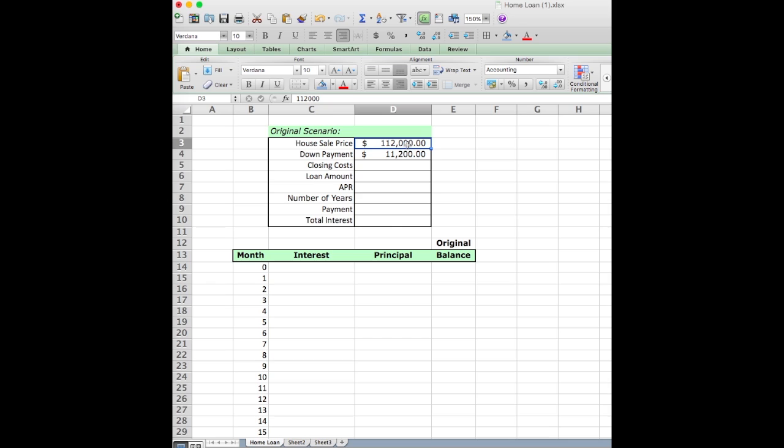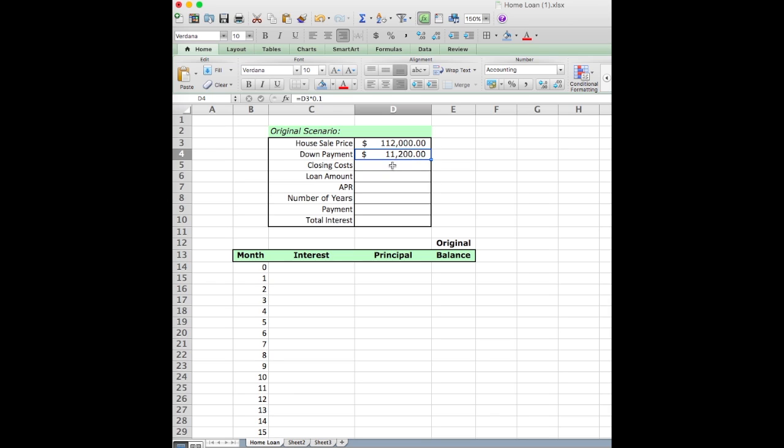Now the nice thing is, now that I have that as a formula, if I was to change this to say 100,000, it's going to automatically change that cell as well. So that's the nice thing about Excel, is that we can have it be dynamic and we can change numbers and it does all the calculations for us.